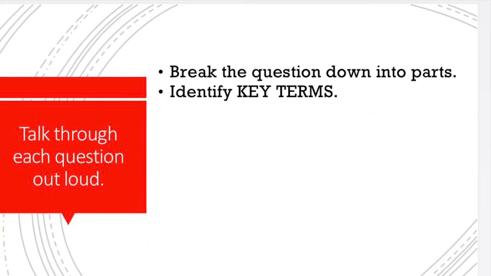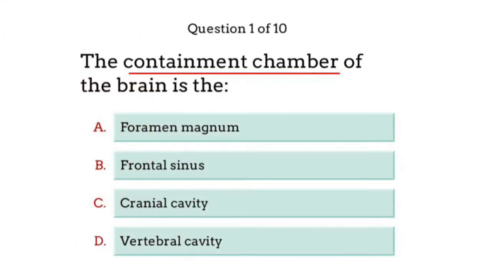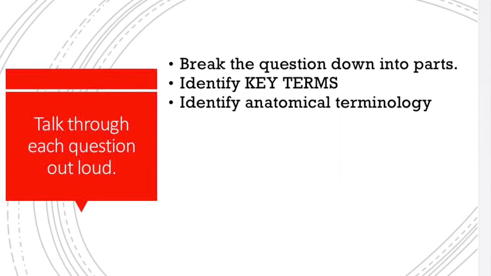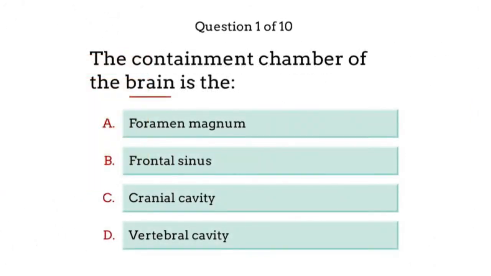After reviewing the question, we want to start to identify any key terms. So looking at the question, I see that containment chamber could be a concept or some terms that maybe I'm not familiar with, but I want to think about what containment means and what a chamber means. And then out of those terms, I want to identify which are anatomical. So now I have the brain. If I wasn't familiar with what the brain was or its structure, I could easily look in the terminology section or check in my anatomy and physiology manual.